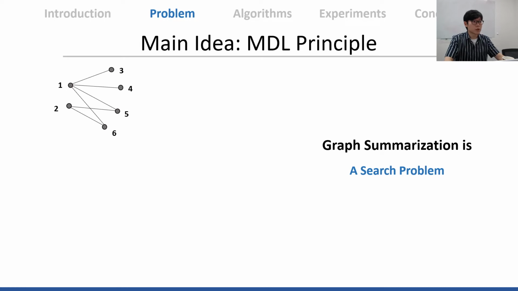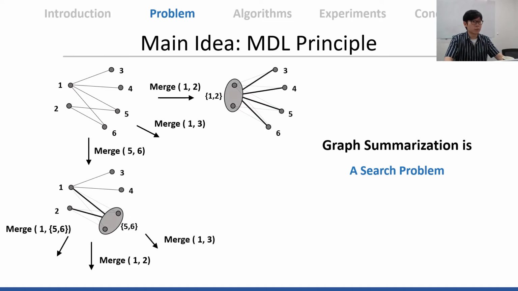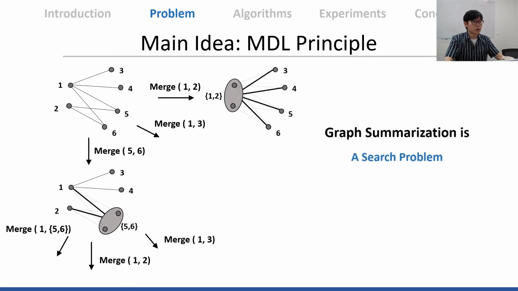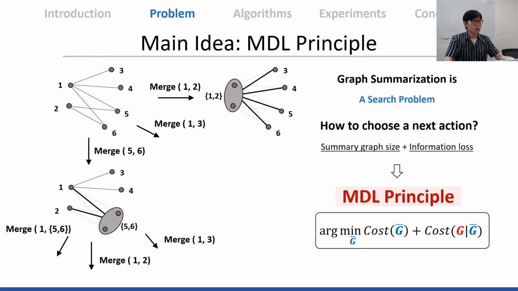The graph summarization problem can be thought of as a search problem, as shown in this example. We start a search from the input graph, and we choose next actions repeatedly until we reach a desirable summary graph. How should we choose a next action? That is, a next summary graph. To this end, we use the MDL principle. The principle states that given data, the best model for the data is the one that minimizes the description length.